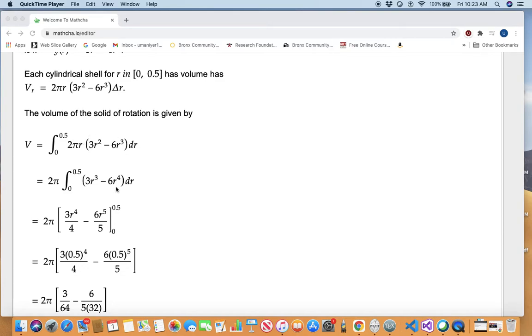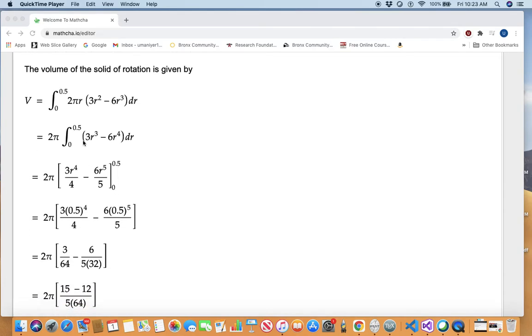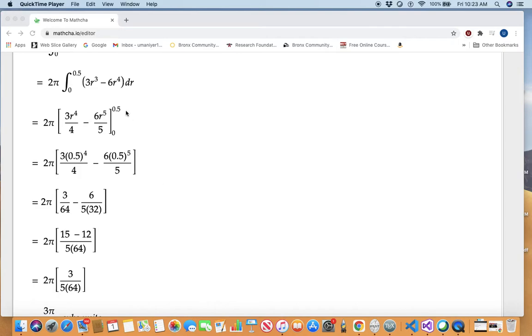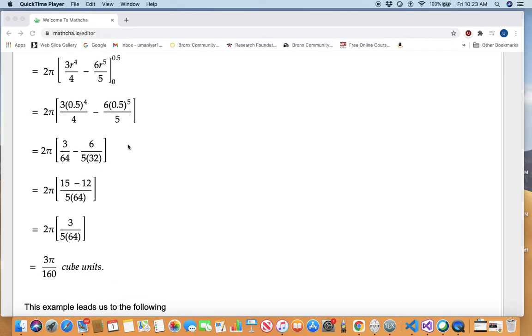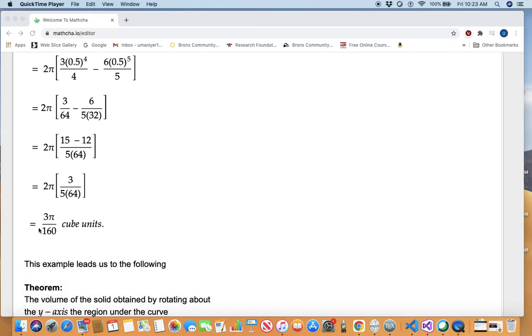Now when I take the integration, the integral of 3r cubed is 3r to the 4 over 4, minus the integral of 6r to the power 4, which is 6r to the power 5 over 5, limits of integration 0 to 0.5. Well, 0 fetches me nothing. All I need to do is substitute 0.5. Presumably all my calculation is correct. This is the volume, 3 pi by 160 cubic units.